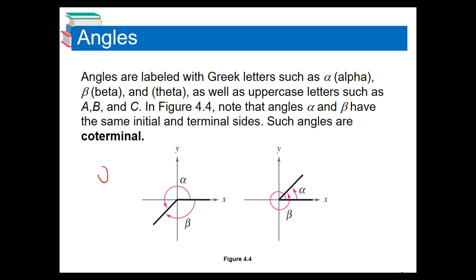Theta looks like a circle with a line through it. This is theta. This is just a Greek letter. It's a variable like any other letter, X, Y, or Z, or whatever. But it just helps when you see that, you know they're talking about an angle.